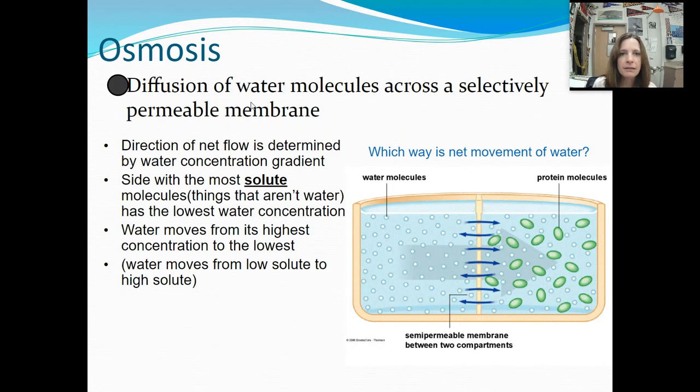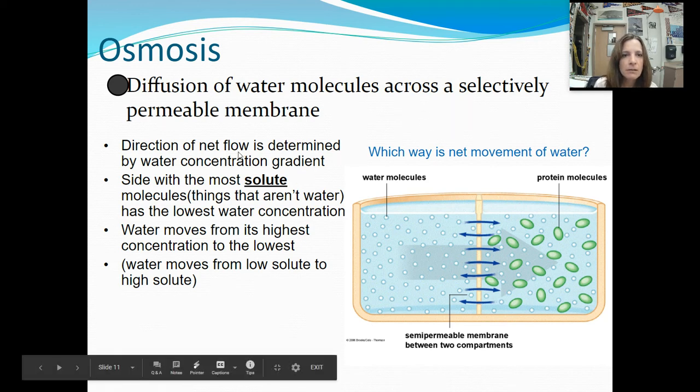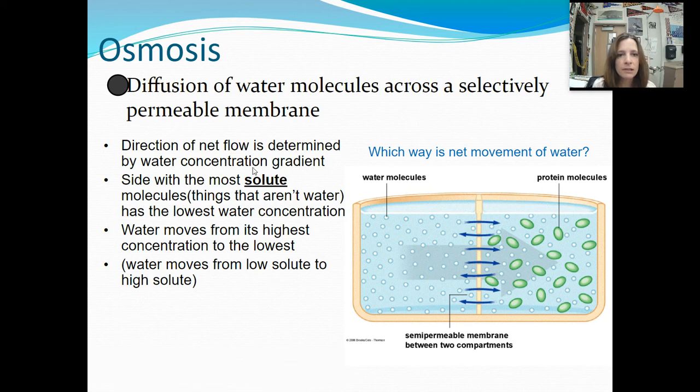So osmosis is the diffusion of water molecules across a selectively permeable membrane. The direction of net flow is determined by the water concentration gradient. As you can see in this picture, your water molecules are little and white, and your protein molecules are too big to pass through the membrane. And so the net flow is this big arrow, if you see it in the background, and it's going to go from where you have the most water to where you have the least water. However, if you notice, there are still water molecules that are going to go this way, but the net movement is to the right.